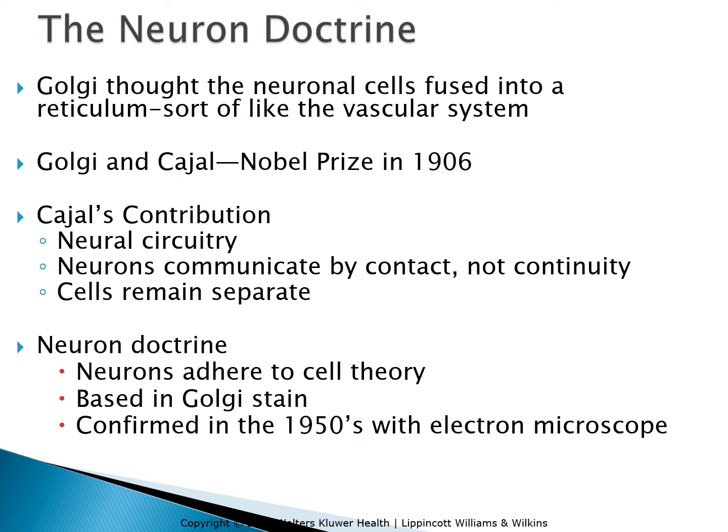It turned out Cajal was right when they really went in and did a lot of electron microscopy. They could see those cells differentiate from one another. So that's what was confirmed back in the 1950s, that Cajal was right and Golgi was incorrect. There is a gap between those cells.